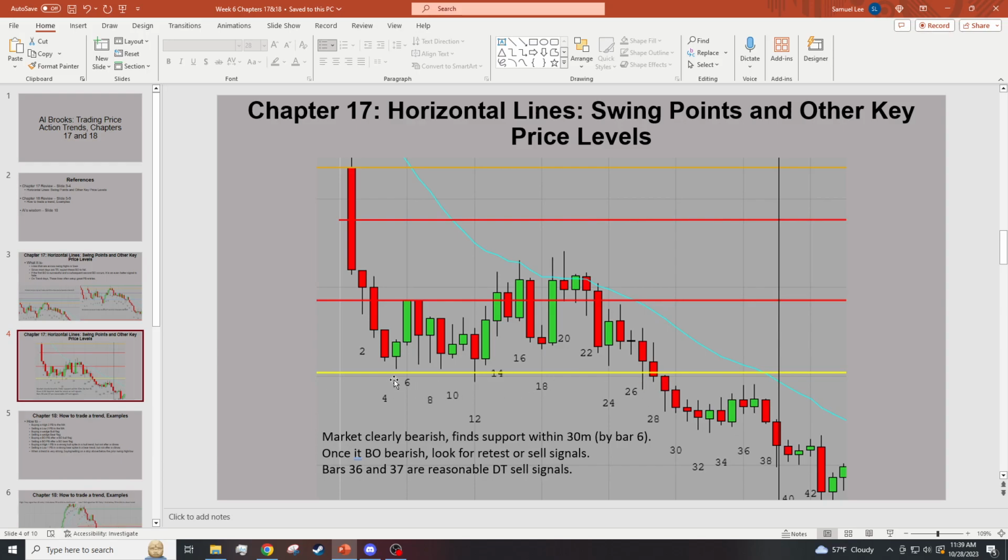Even if you don't want to sell one stop below, you can wait for the retest. And 36, 37, close enough, and it's a double top sell signal.